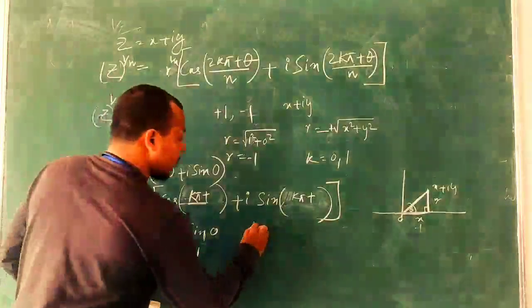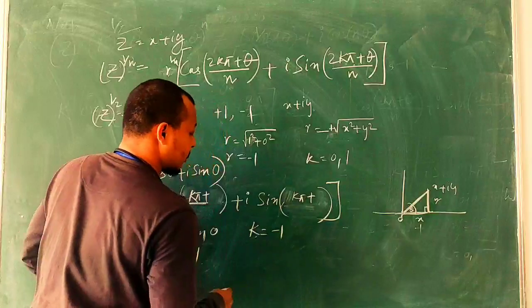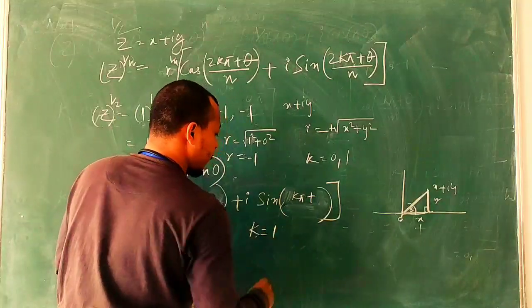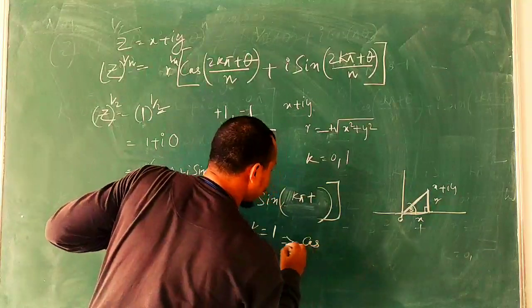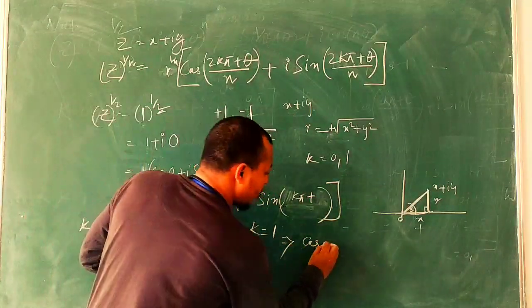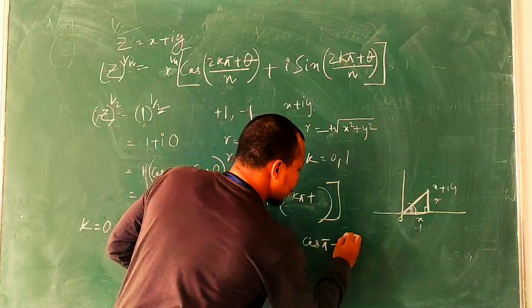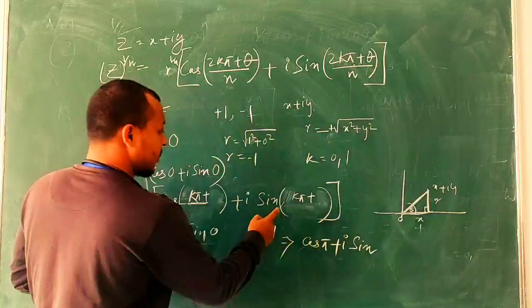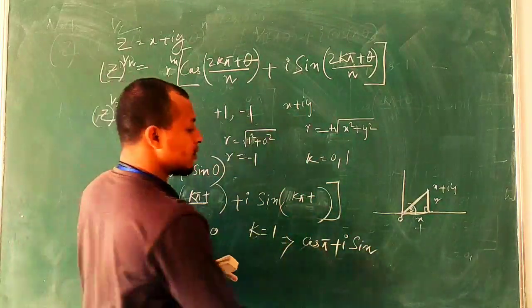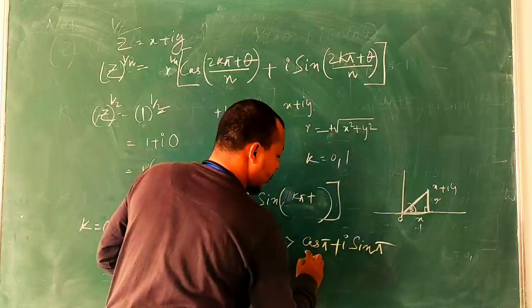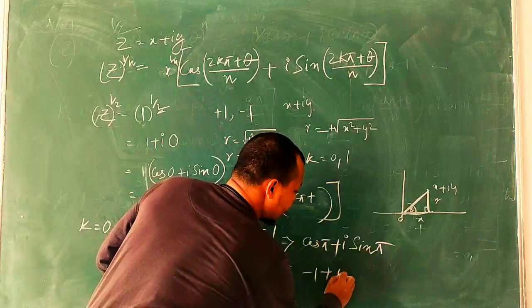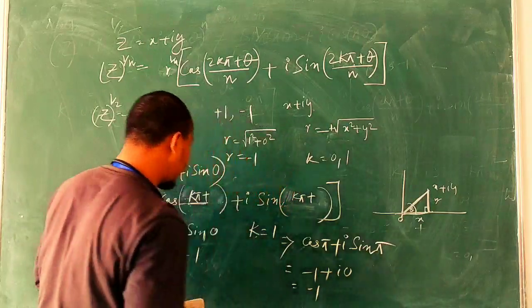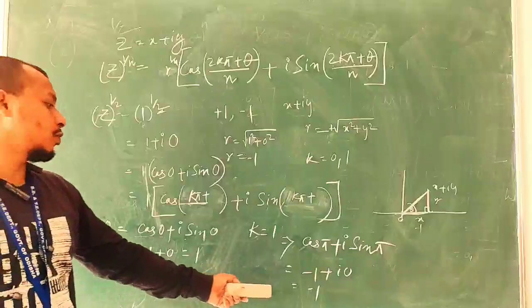Another answer: suppose you put k is equal to 1. Putting 1 in this formula, cos of k into pi, 1 into pi, is equal to cos pi plus I sin of 1 into pi, sin pi. But cos pi is equal to minus 1. Sin pi is equal to 0. So it equals minus 1. Now we got the answer. One root is 1, another root is minus 1.